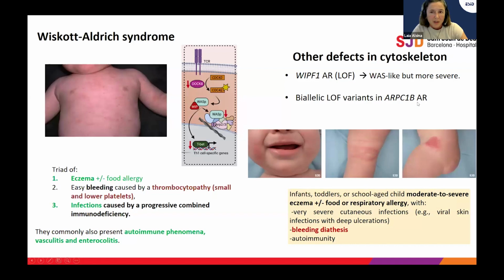follow with RPC1 autosomal recessive disease, have this eczema also with this super infection that is really common with fungal, with candida. So just to mention that the red flag for cytoskeleton disorders is the combination of moderate to severe eczema with food and respiratory allergies and the combination with bleeding diathesis for the thrombocytopathy.